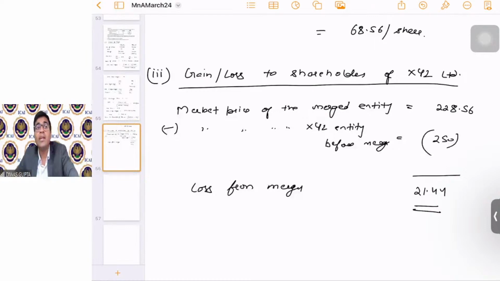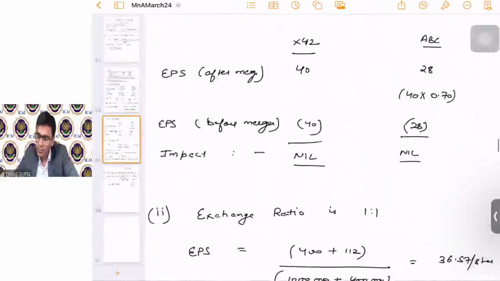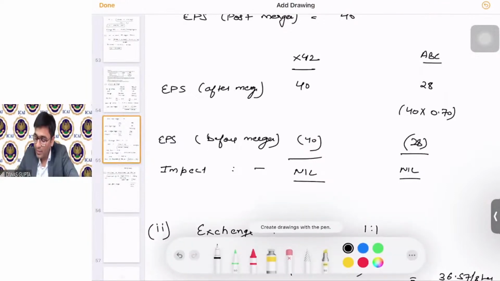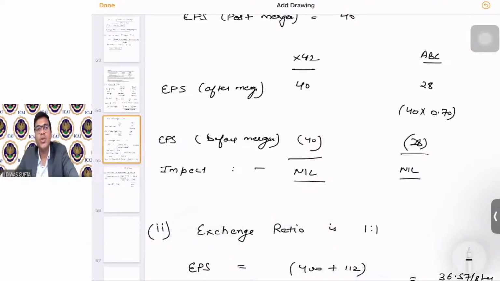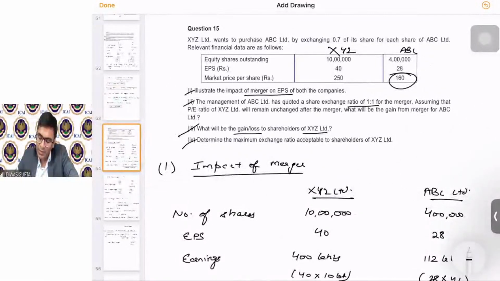However, they are getting an earning of only 28 compared to the 40 earnings that they have, right? So this is bringing them to trouble, right? However, ABC Limited is enjoying because as per ABC Limited, the correct ratio should have been 0.7, but they are still getting more than 0.7, which is 1:1. Okay. Now, last, determine the maximum exchange ratio acceptable to the shareholders of XYZ Limited.